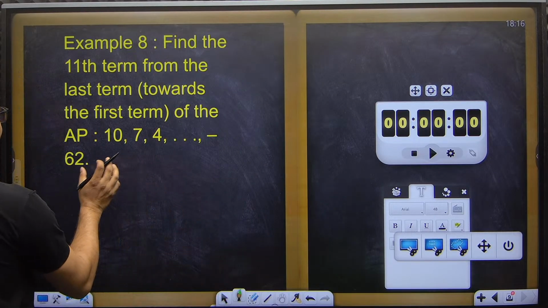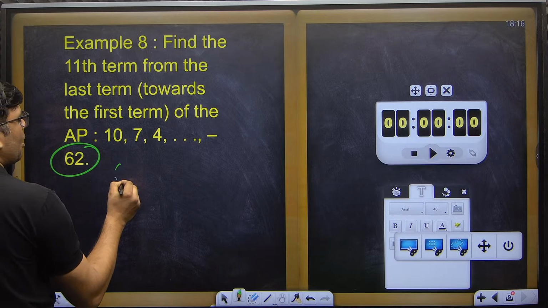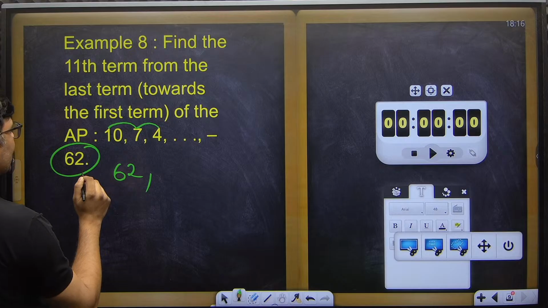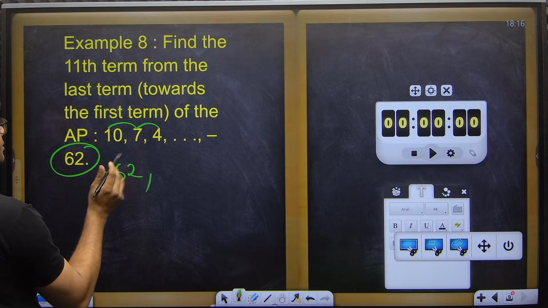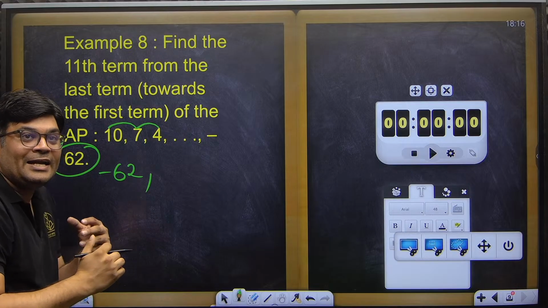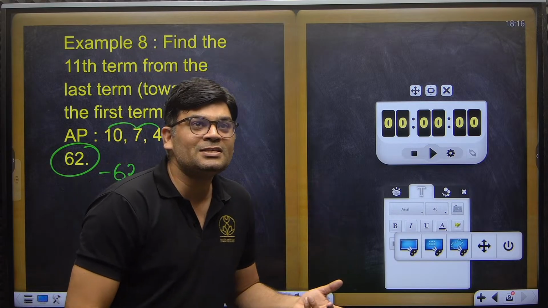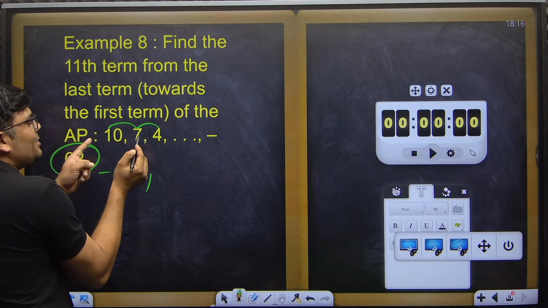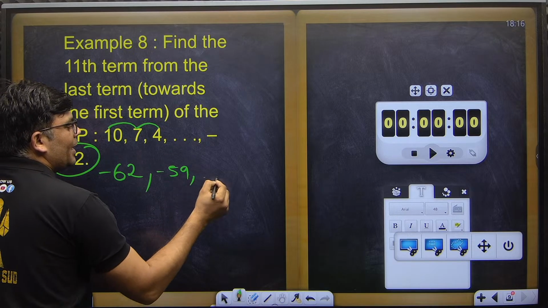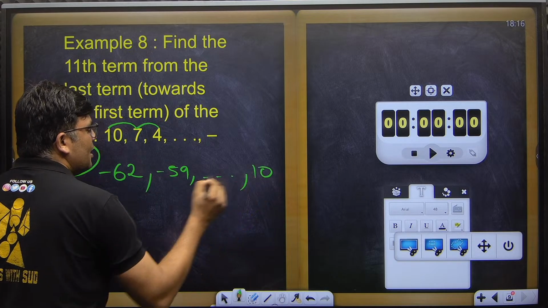So tell me, what is the first term of the AP now? 62. Now is this a reducing AP or an increasing AP? Oh, this is minus 62, sorry. It is a reducing AP. So if you reverse it, it becomes an increasing AP. If the D is minus 3, now the D will be plus 3. So what will be the next term? Minus 59. What will be the last term? The first term.